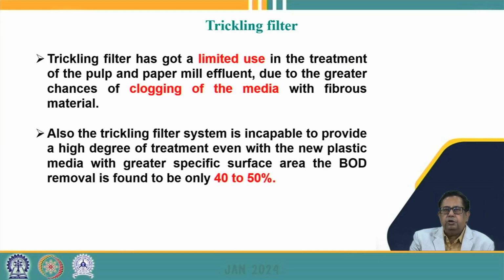Trickling filter can also be used for the treatment. However, its use is highly limited because it is possible that the media will clog with the fibrous material present in the pulp and paper mill effluent, which may lead to very fast choking of the filters. It has also been found that even if we use very high rate filters, the BOD removal is only nearly 40 to 50%. That's why trickling filters have very limited use for the treatment of pulp and paper wastewater.